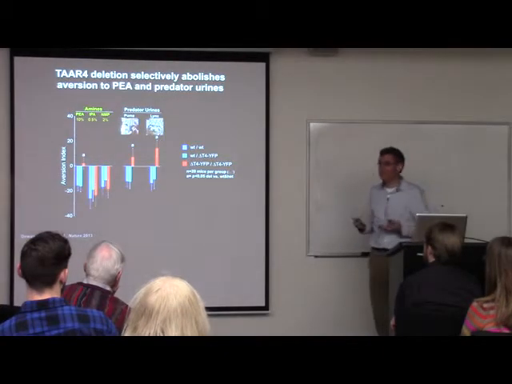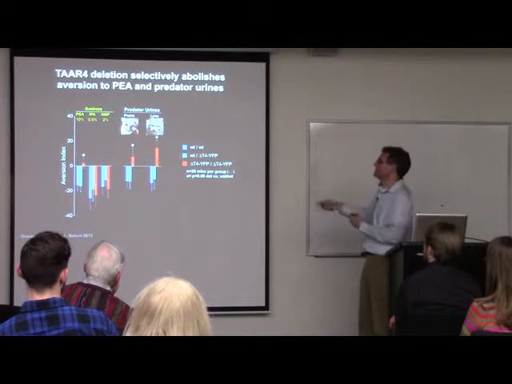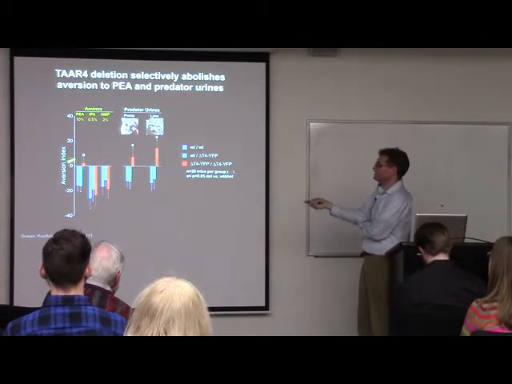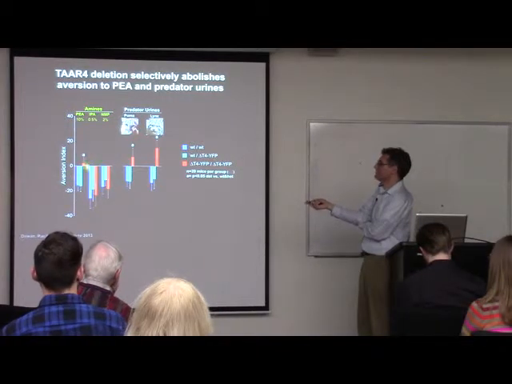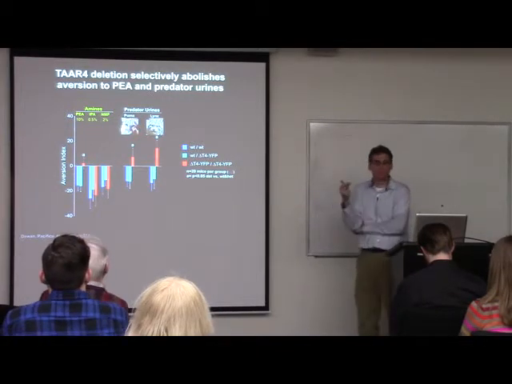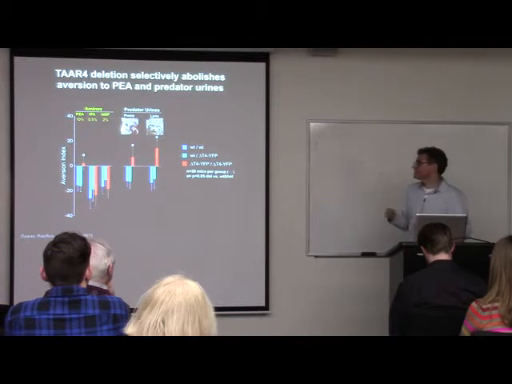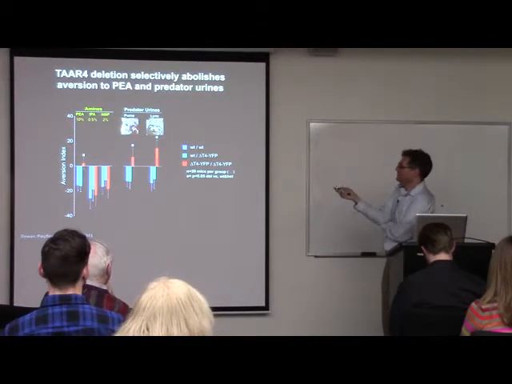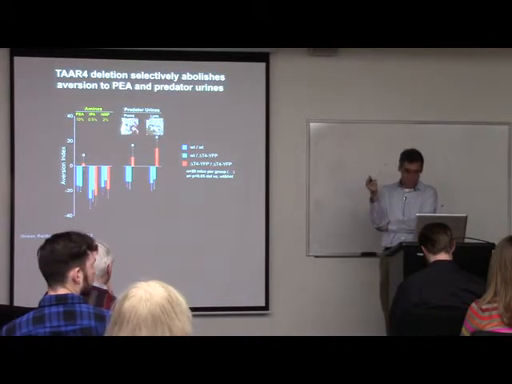If you look at the behavior, you see something that parallels that. So if you knock out TAR4, we see a loss of aversion to phenylethylamine, but the aversion to isopentylamine and N-methylpiperidine is still intact. The response to, in this case, 2 different predator urines is also abolished.